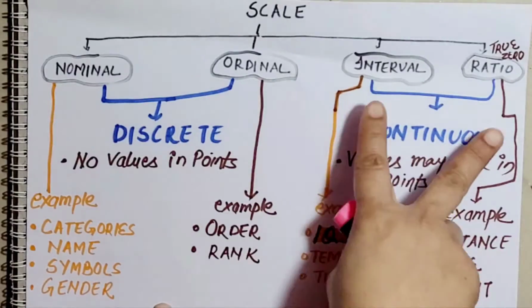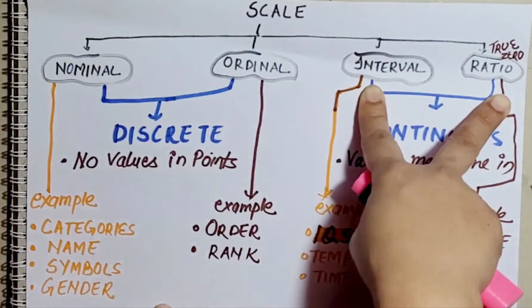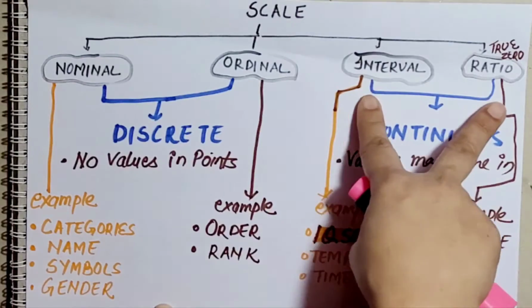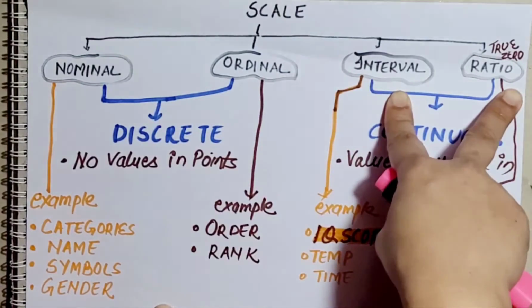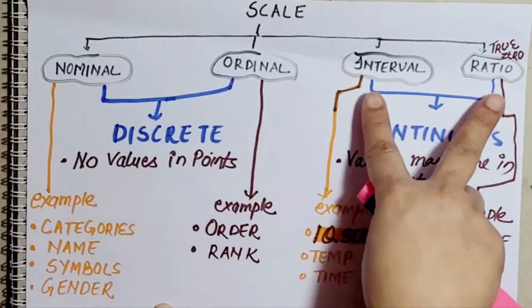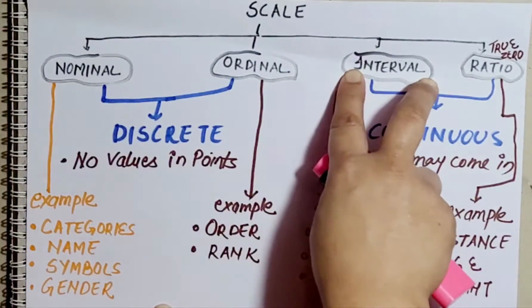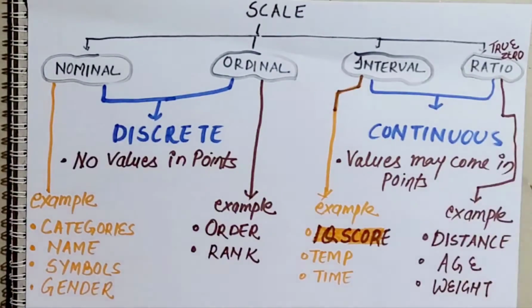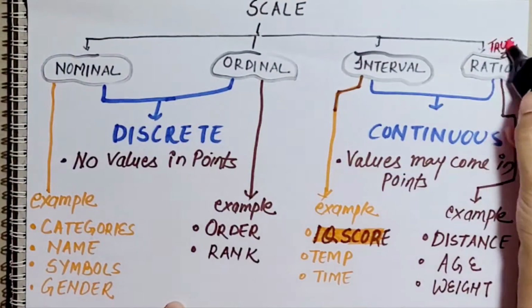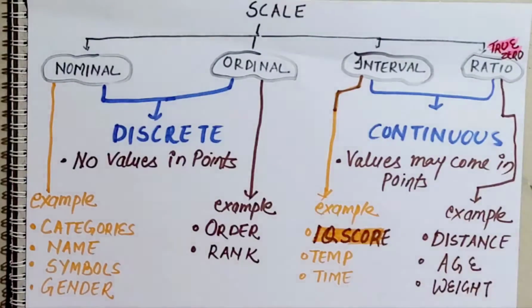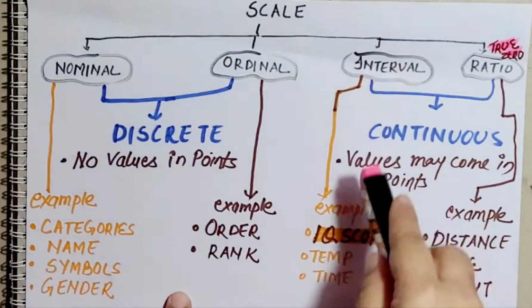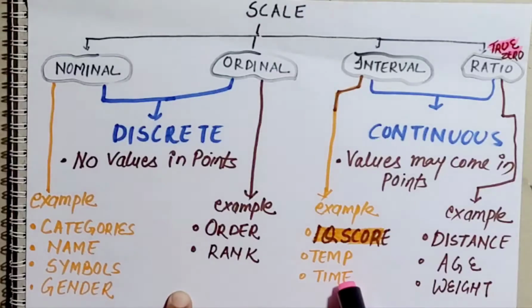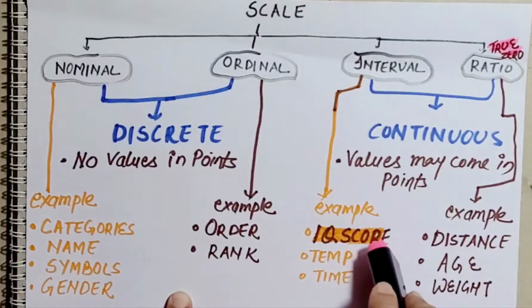And when we talk about interval and ratio, children always get confused in these two parts. What is interval and what is ratio, and what are the differences between these two? So the major difference: interval does not have a true zero value, but ratio has a true zero value. Now what is this true zero value? See, interval does not have a true zero. It means the zero we calculate over here is not exact. Actually, that is not the real zero.